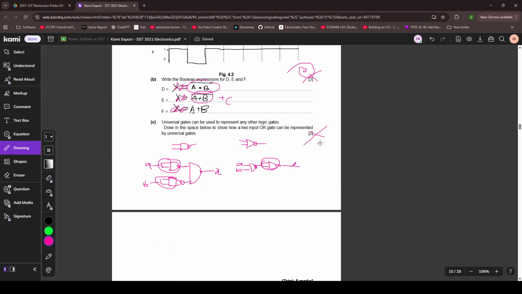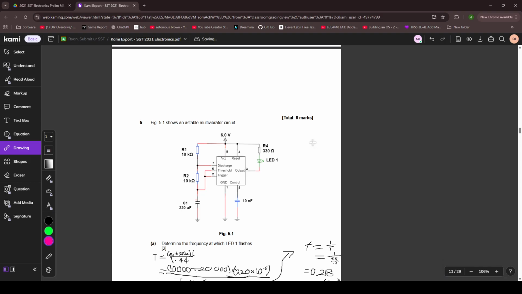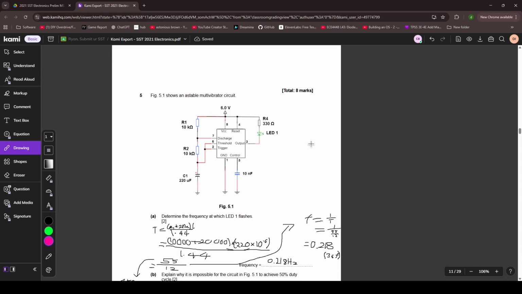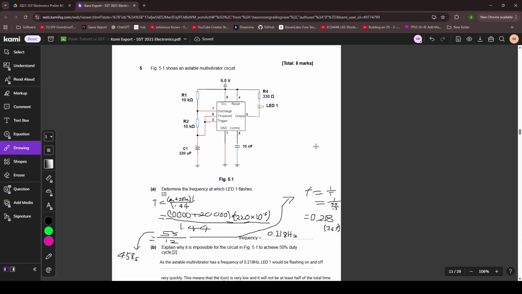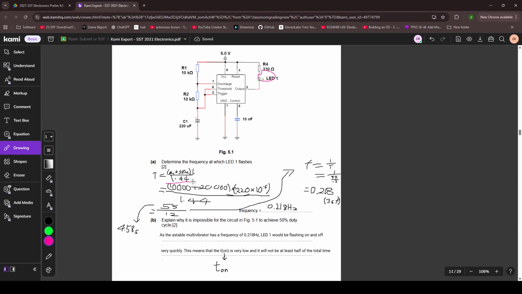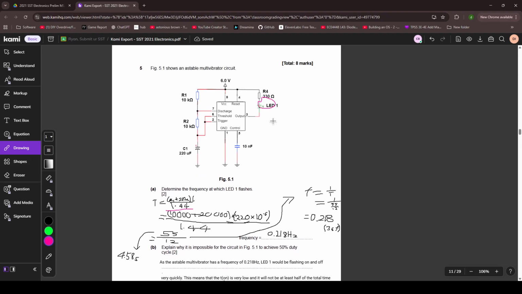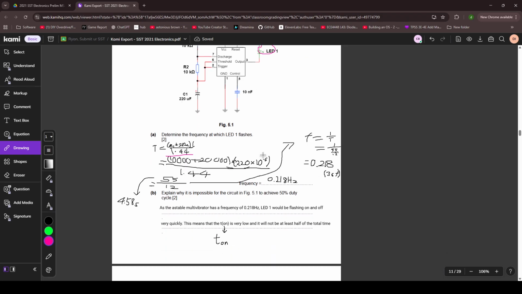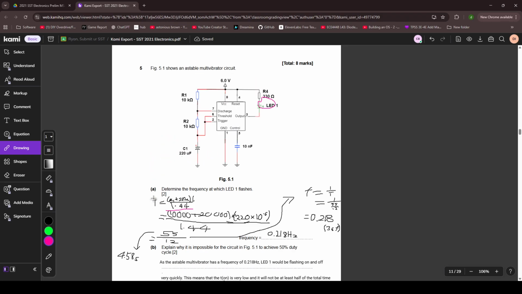Figure 5.1 shows an astable multivibrator. Determine the frequency at which LED 1 vibrates, which is the output. Oh, astable, yeah. We can just use this equation, which finds the period of the output frequency.